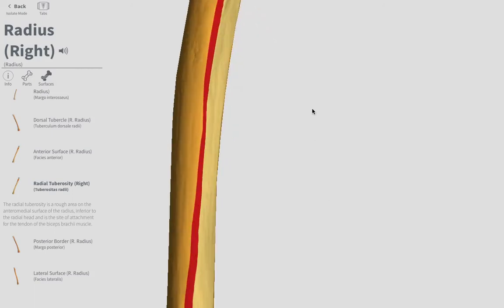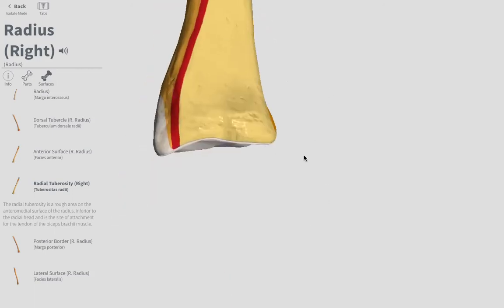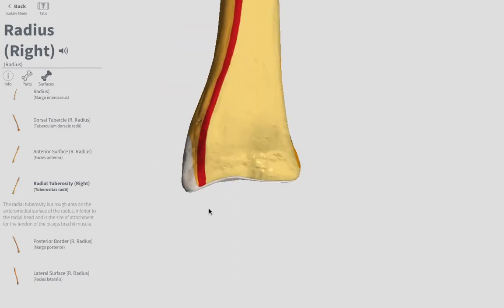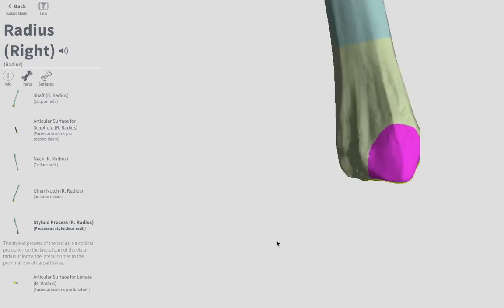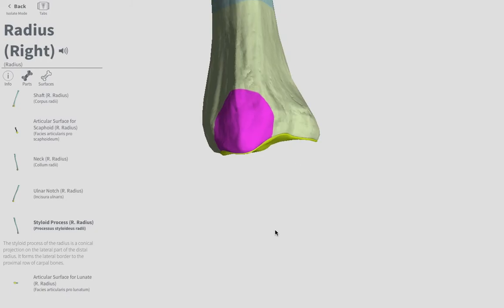The styloid process of the radius is going to be on the distal end, and it's going to be this rounded angled protrusion. That is the styloid process of the radius, not to be confused with the styloid process of the temporal bone, which is thin and pointy. That's a lateral view.